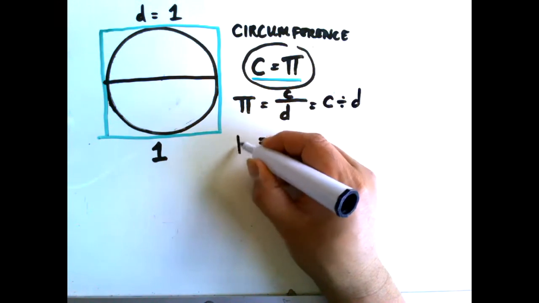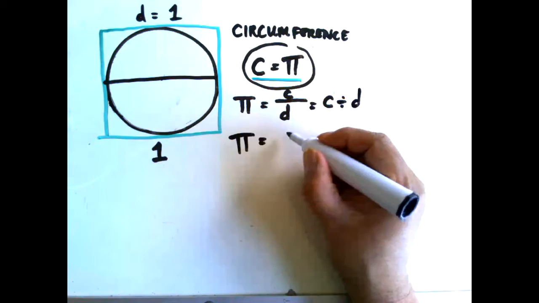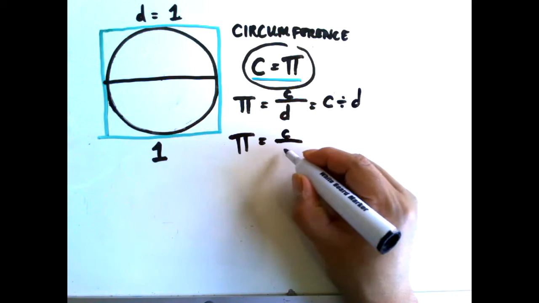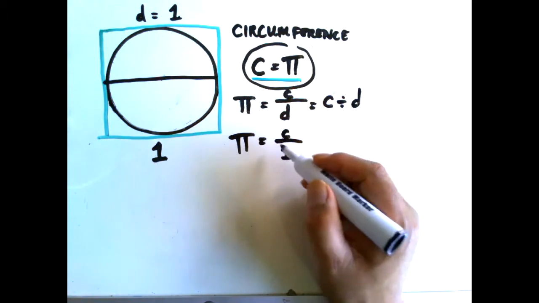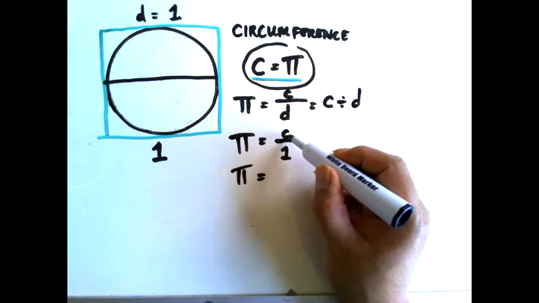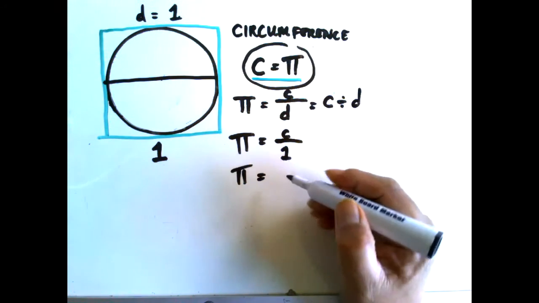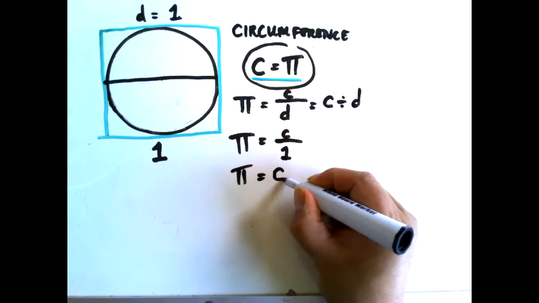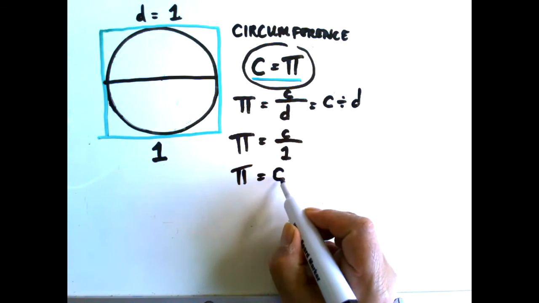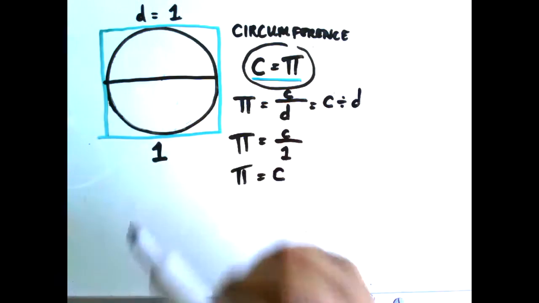Now, if the circumference is C and the diameter is the value of 1, then by solving, pi is equal to C divided by 1. Any number divided by 1 is equal to that number. So in this instance, pi is the same as the circumference if the diameter of a circle is 1.